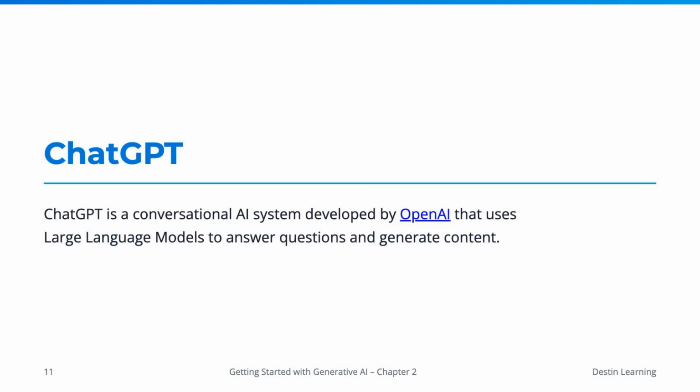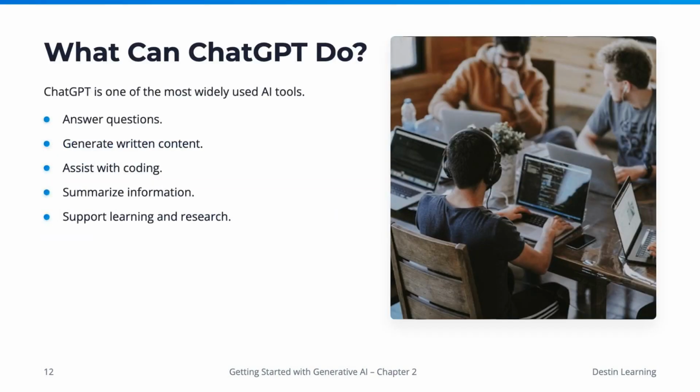ChatGPT is a highly influential conversational AI system that was developed by OpenAI. It utilizes large language models to engage in dialogue, answer a wide range of questions, and generate diverse forms of content based on user prompts. ChatGPT is one of the most widely used AI tools, and for good reason. It offers an impressive array of functions.